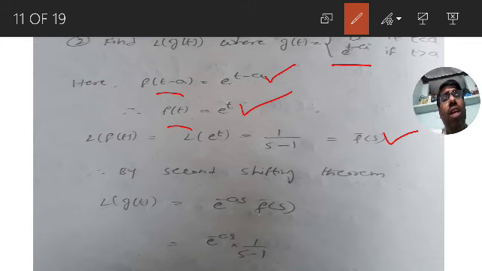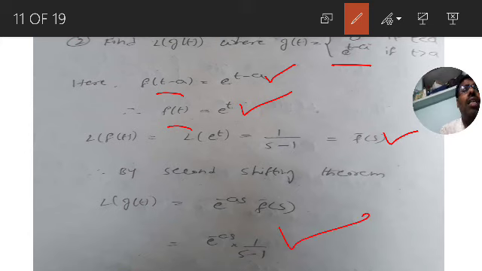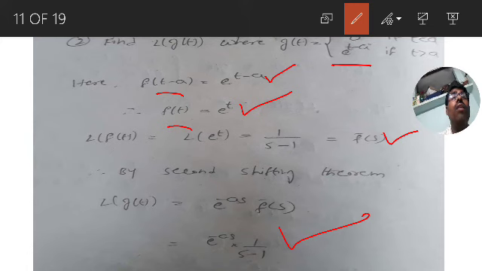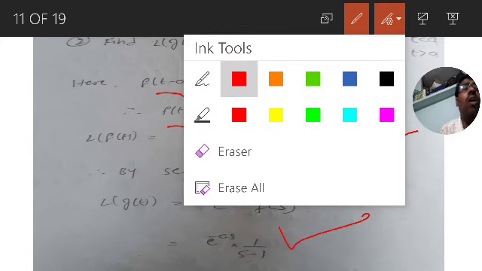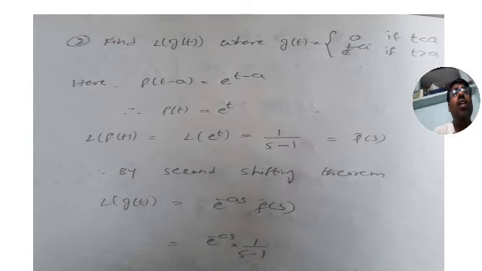L of g of t is e power of minus as into f bar of s. In place of a, we are having a, and f bar of s is 1 by s minus 1. So what is our answer? L of g of t is e power of minus as into 1 by s minus 1. So this is our solution for the second problem on the second shifting theorem.